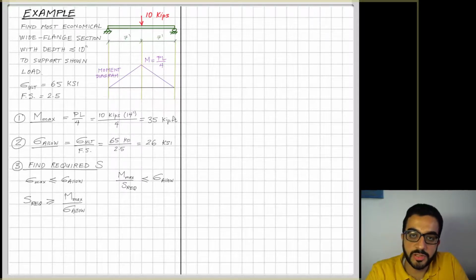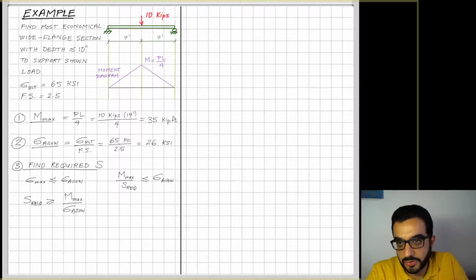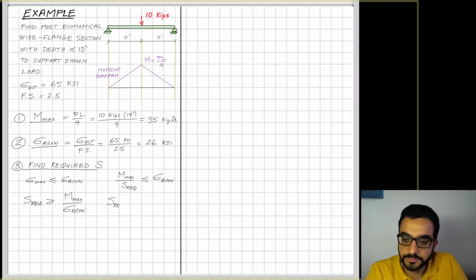So sigma max should be less than sigma allow. And I know from the previous slide or board that sigma max, the reduced version of it, its formula is maximum moment divided by S. And I will label here S as my S required because it is the unknown value here. Sigma allow is given and M max is given, so I'm looking for the value of S required.